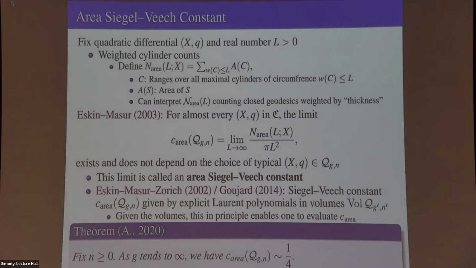And you can interpret N_area(L) as counting the number of closed geodesics, but there are uncountably many of those. So what you're really doing is fixing a closed geodesic and thickening it up into a cylinder, and then counting like that. So I'm going to view this as sort of a weighted counting of closed geodesics, almost.